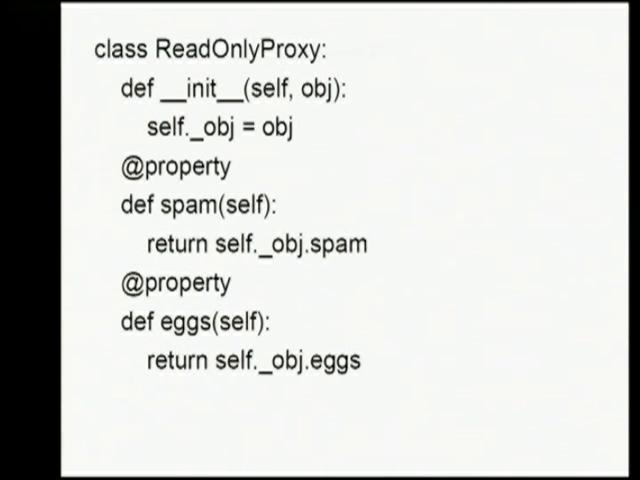If we want to build our own read-only proxy using a property-based namespace instead of the mapping-based one like before, we can do a similar thing here where we have an underlying object and we're exposing its attributes through properties, and so we've made this property-based namespace out of that.